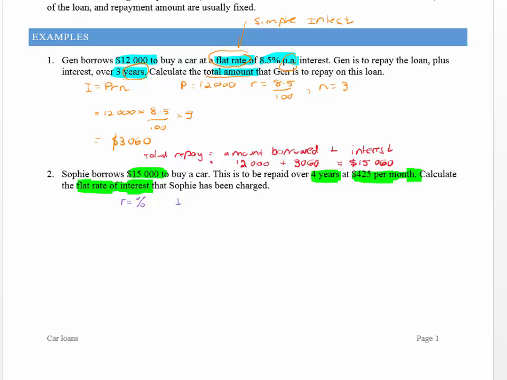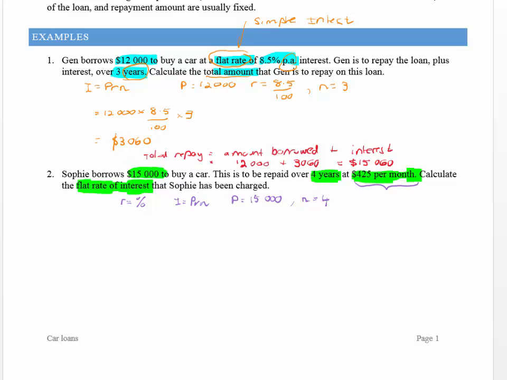Flat rate also means I'm using my simple interest formula, I equals PRN. So my principal, I know that's the amount I'm borrowing, which is $15,000. I know my time period, that's 4 years. I don't know my interest rate because that's what I'm trying to find out. So the other thing I'm probably going to need, because I know P, I'm trying to find R, I know N, so I need to find interest. And that's where this last part of the question comes into it, $425 per month.